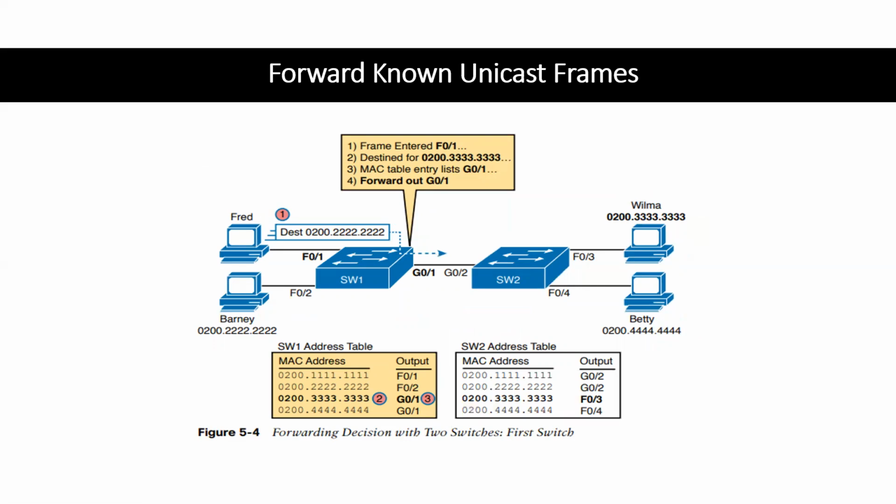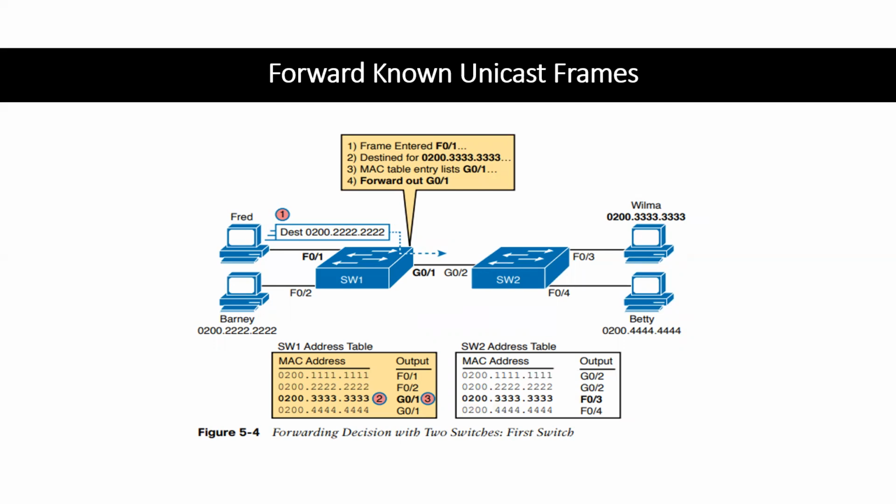So we talked about that previous diagram, right? But what happens when we add another switch in there? Okay. So let's talk about this diagram now. So we have two switches, Switch 1 and Switch 2. Okay. Wilma and Betty are on Switch 2, Fred and Barney on Switch 1. Okay. So same thing, right? We have Fred trying to send a frame to .2222, which is Barney's MAC address.